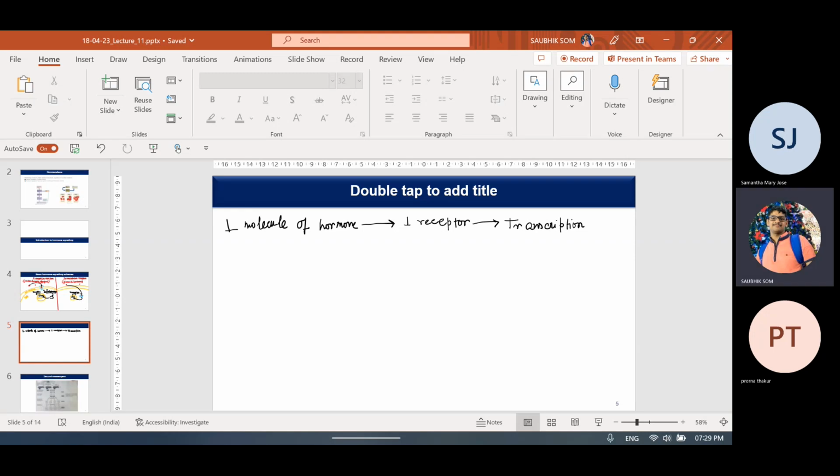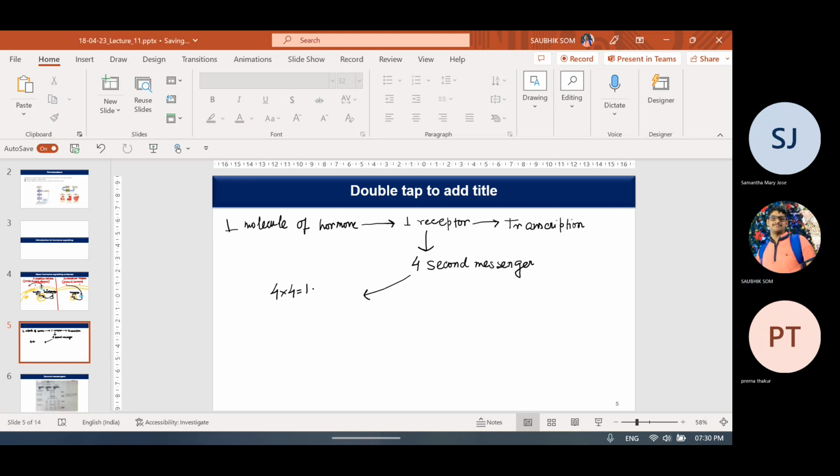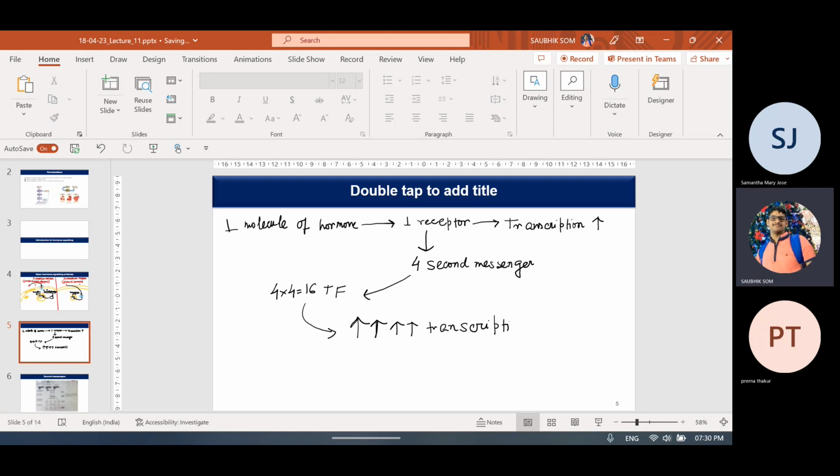Now think of the other one. If one molecule of hormone binds to one receptor, and this one receptor can activate 4 second messengers, in the hypothetical scenario I'm saying, then each of these 4 second messengers can again activate 4 transcription factors or 4 intermediate molecules. So 4 into 4, total 16. Say here there are no intermediates, so 16 transcription factors are there. Then the rate of transcription will be much higher. Maybe here the activation rate is 4 times.